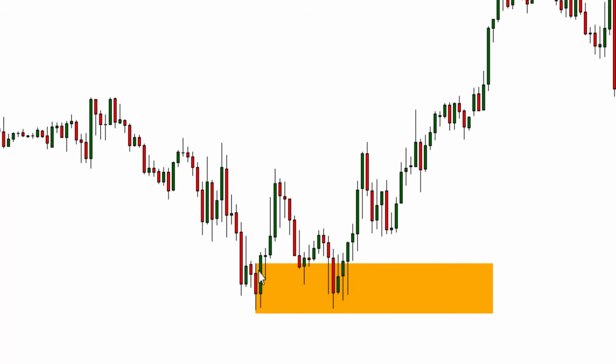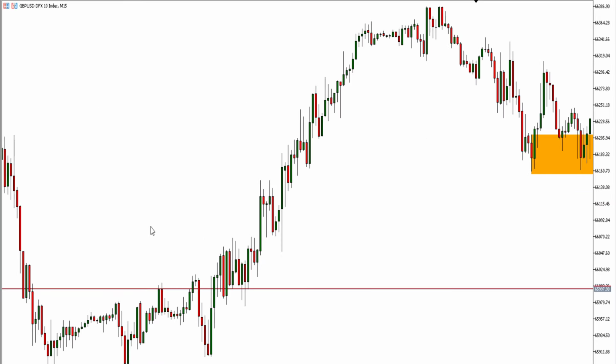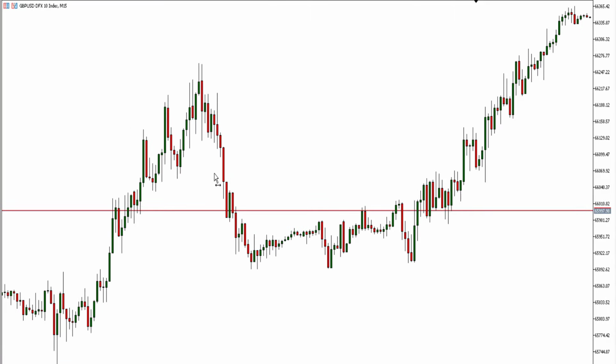So we have it right here, but it has been mitigated. Price came back and filled it up here, and we don't have a fair value gap that we can literally see and say that this is our fair value gap, because price has been mitigated. So we don't want to trade this kind of order block because it has been mitigated. Sometimes it may not give you the best trade entry.